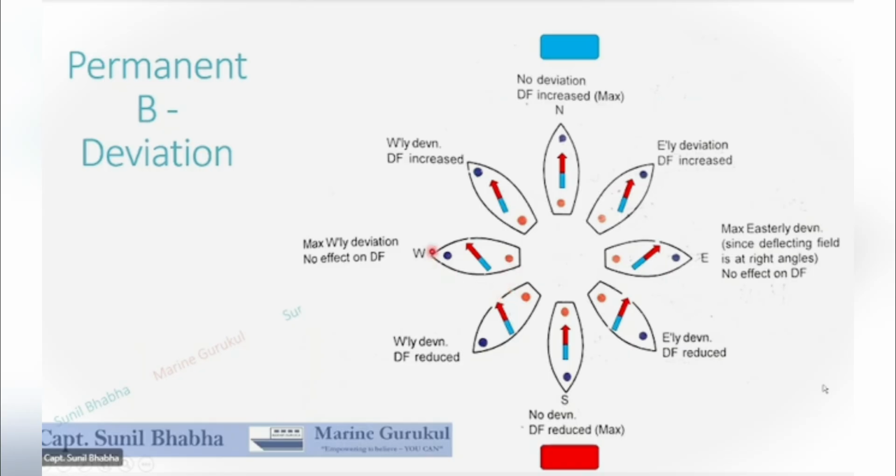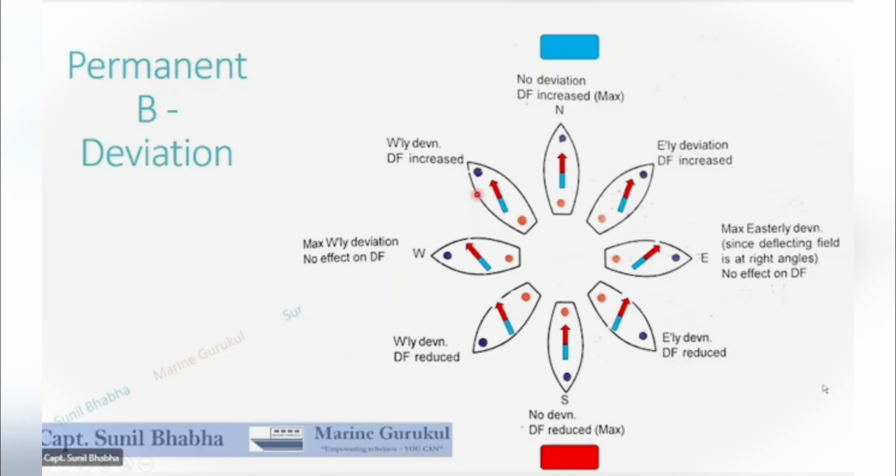When the ship is heading in the westerly direction, this westerly deviation becomes maximum because the poles of the ship are at right angles to the poles of the earth. The blue pole to the west of the compass needle attracts the red end towards it, generating a westerly deviation. Similarly, the red pole of the ship at the stern attracts the blue end of the compass needle, generating a westerly deviation. So maximum westerly deviation is generated on westerly heading.